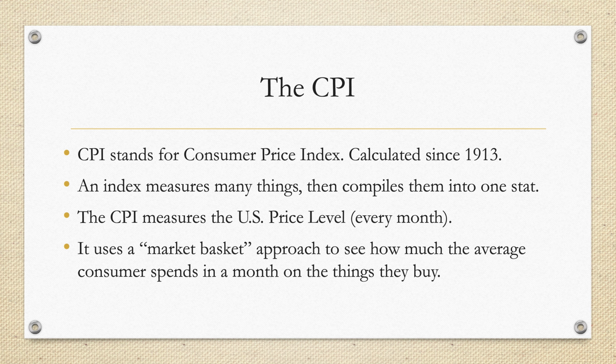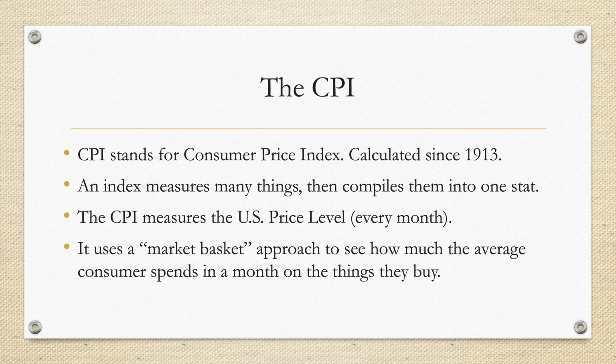So the market basket, just think of it as a sample of things that U.S. consumers buy all the time, and we use this market basket to calculate the CPI. And the CPI tells us what the U.S.'s price level is. So there's a ton of different things, and they're very specific, you'd be amazed, in the CPI market basket. But overall, there are eight main categories, and I have a graphic right here of the eight main categories.